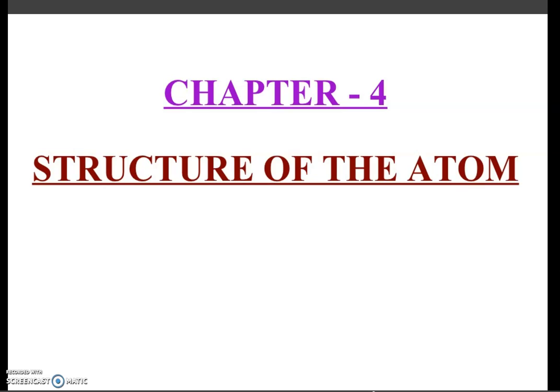So, we will revise this chapter. We are planning to do the revision of the fourth chapter, structure of the atom. What all things have we learned in this chapter? We have learned different atomic structures, valency, then atomic number, mass number, then isotopes, isobars and isotones. So we'll briefly revise this chapter. Okay, we'll start.